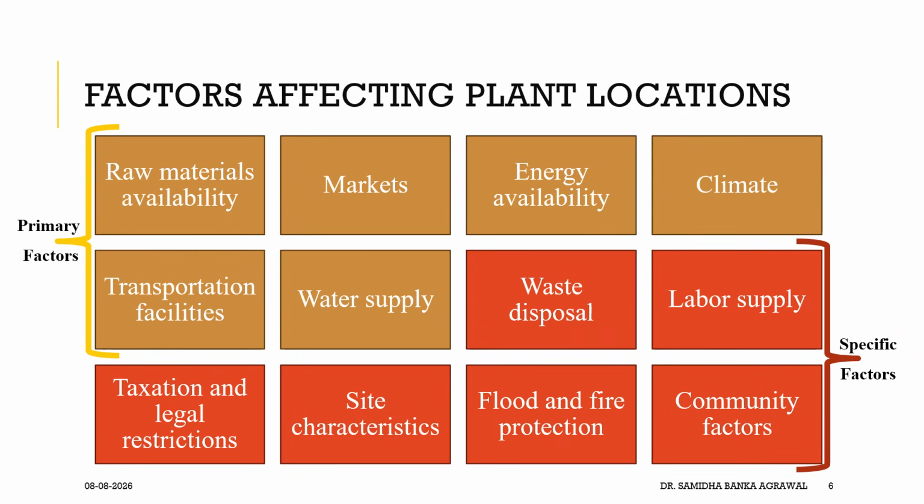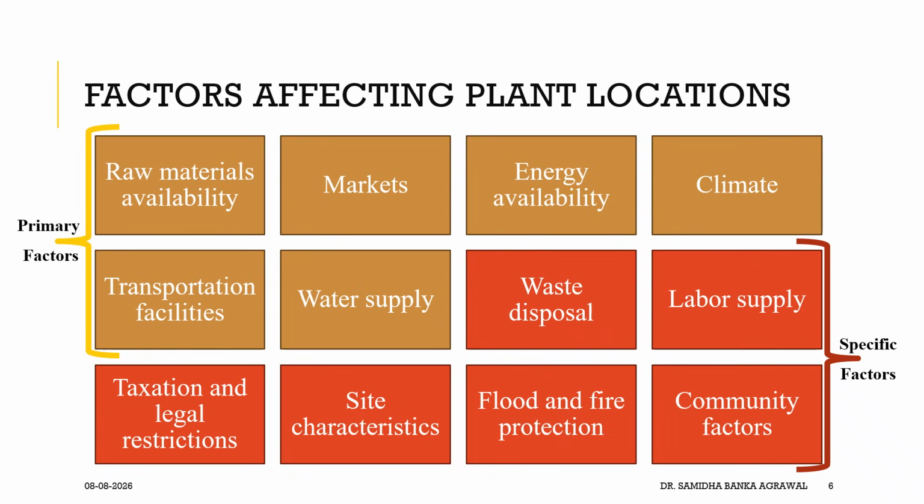Once again, I'll quickly repeat. The factors affecting plant location are generally classified into primary factors and specific factors. Primary factors include availability of raw materials, transportation, water supply, power, fuel, and labor. Specific factors include government policies, tax benefits, environmental regulations, climatic conditions, land cost, availability of skilled manpower, communication facilities, community acceptance, and possibility of future expansion. A good location minimizes transportation cost, ensures uninterrupted production, improves profitability, and supports long-term industrial growth.